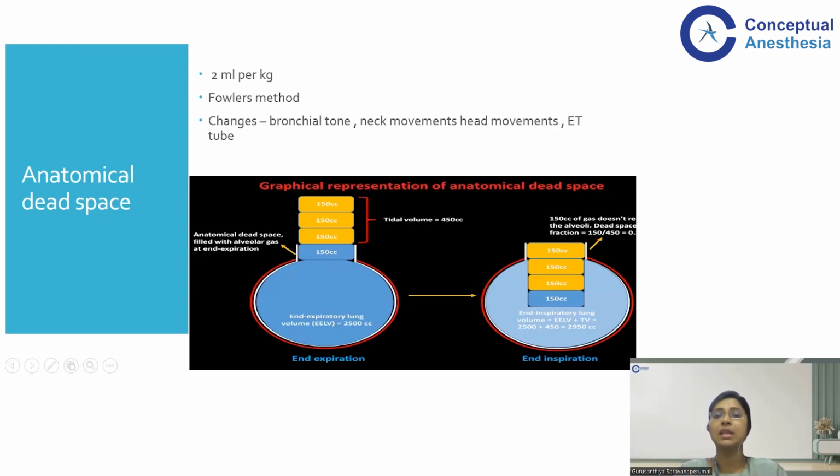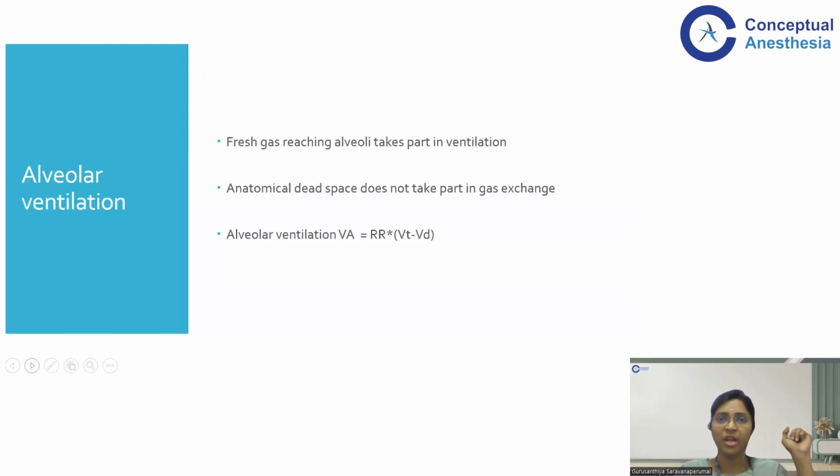Say you are extending the neck and increasing the length of the airway, then the anatomical dead space volume also will get increased. So with neck movements and head movements, or if you are placing an ET tube, you are bypassing all the way from here to the neck, so the dead space will decrease. So any change in bronchial tone, head and neck movements, or an ET tube, the dead space will increase or decrease depending upon the change in volume.